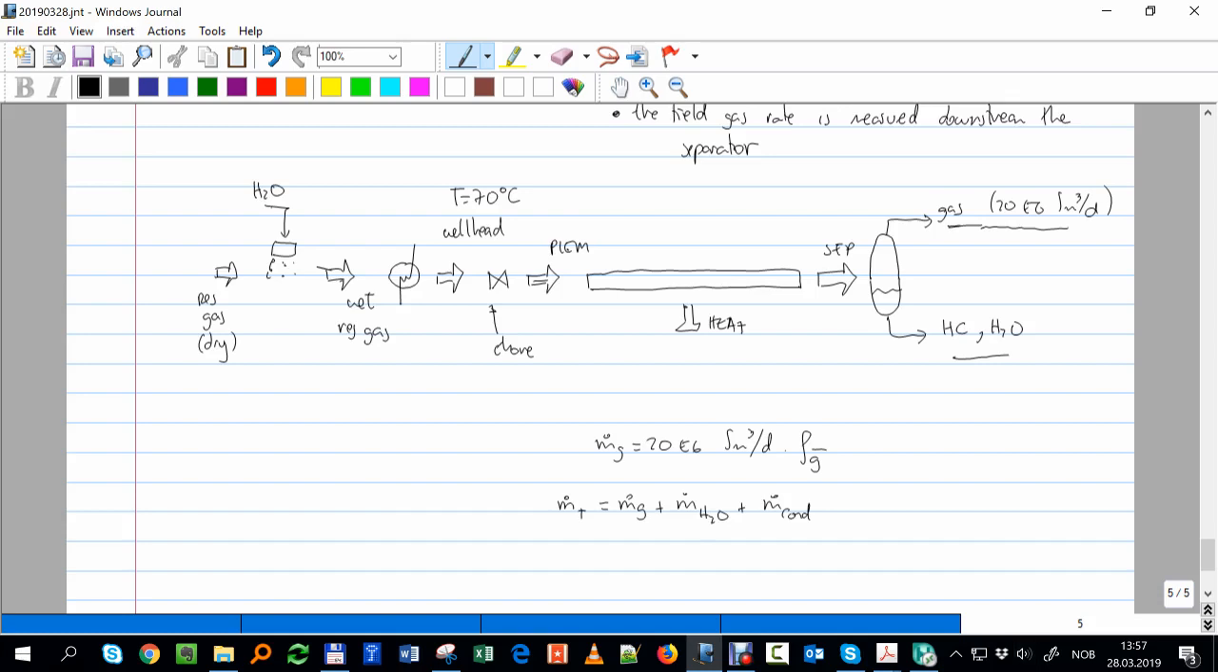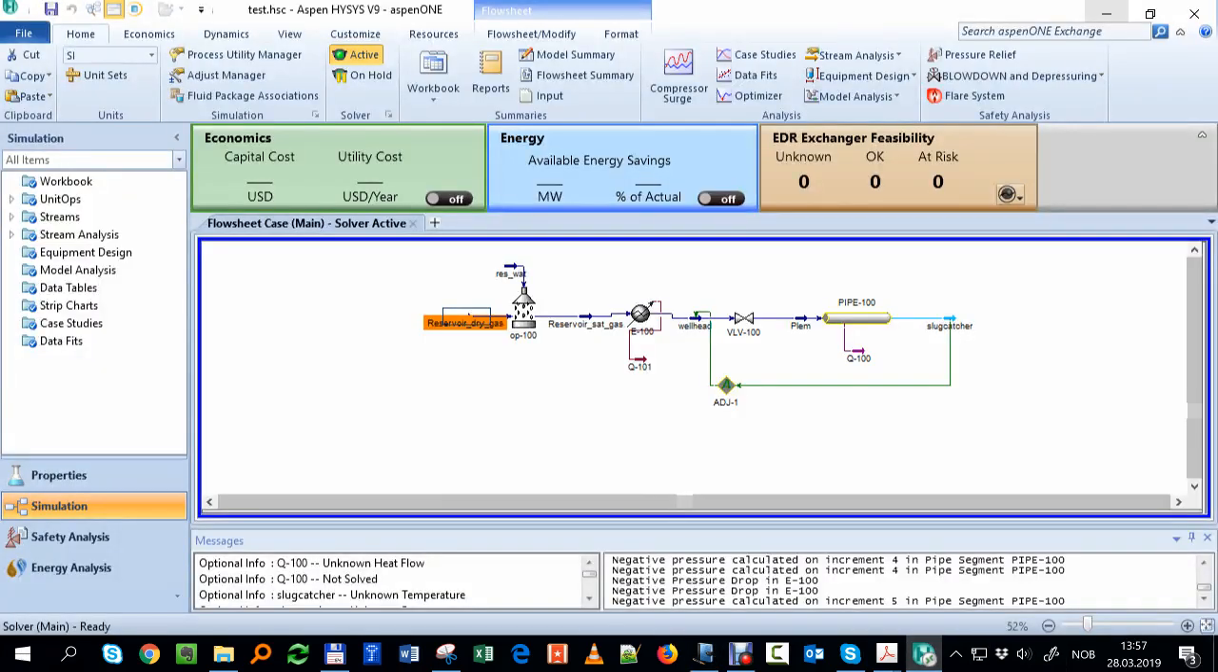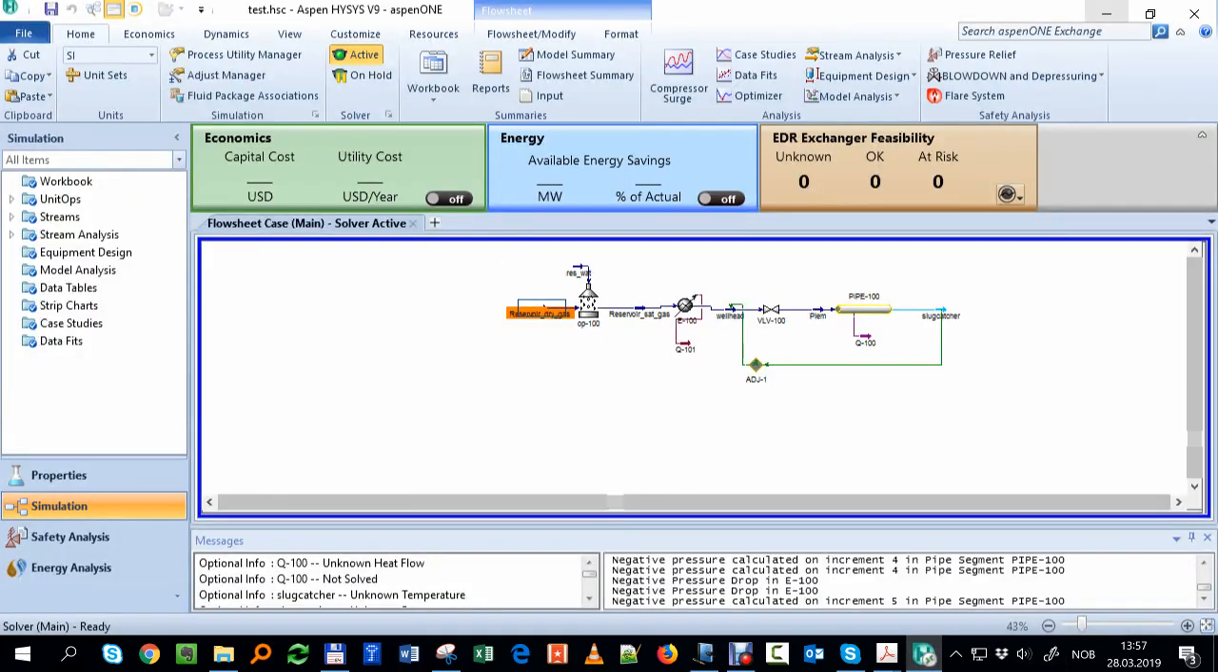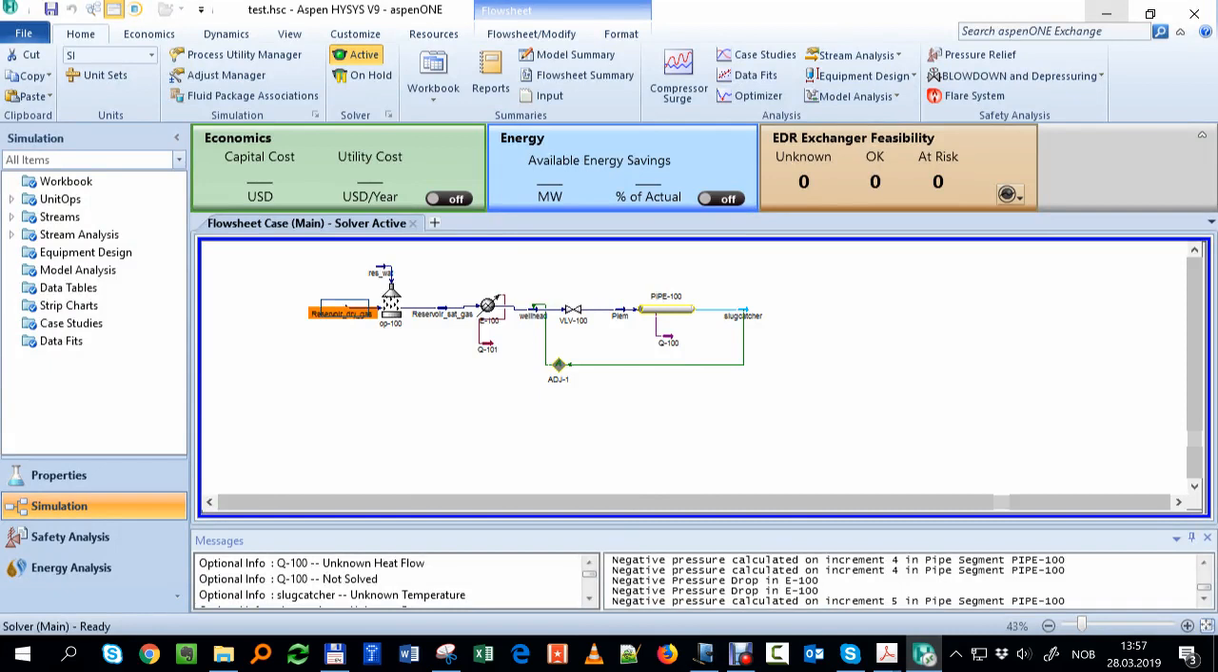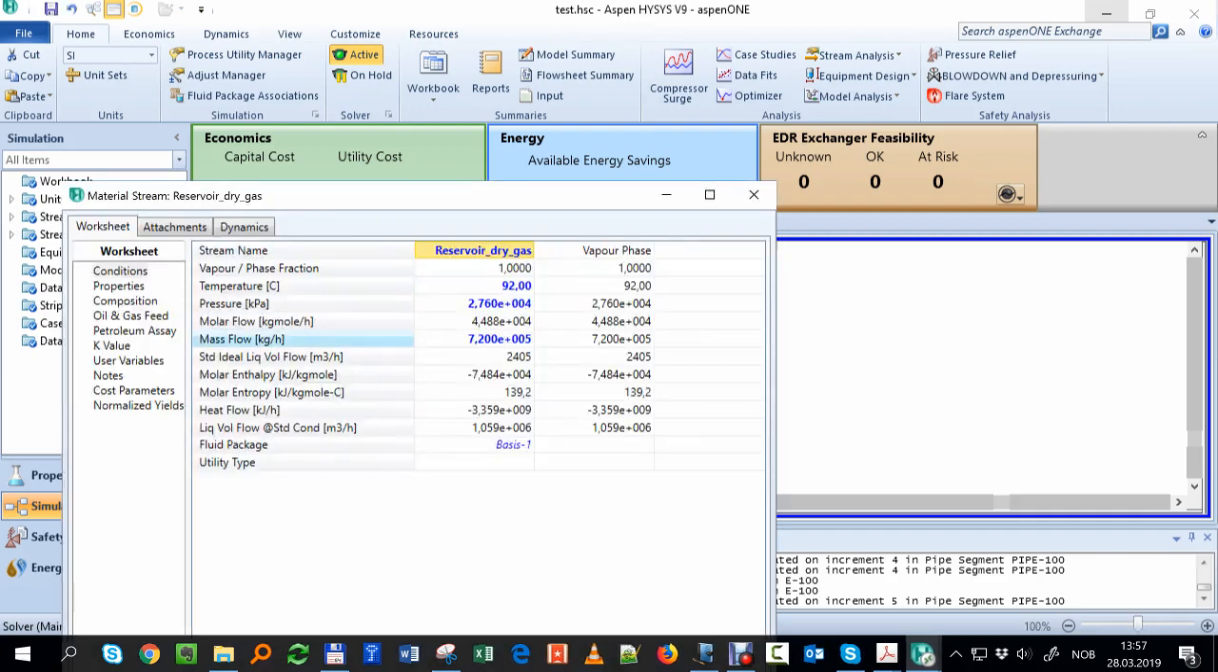So for that, in our HYSYS model, we have, again, to make it a bit more complicated, so we come here with, by the way, you used 228 kilos per second last time. 228. Mm-hmm. Thank you very much.